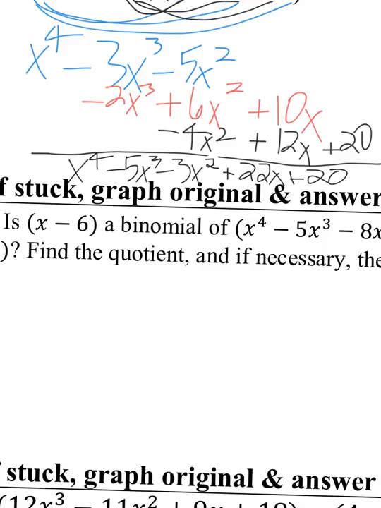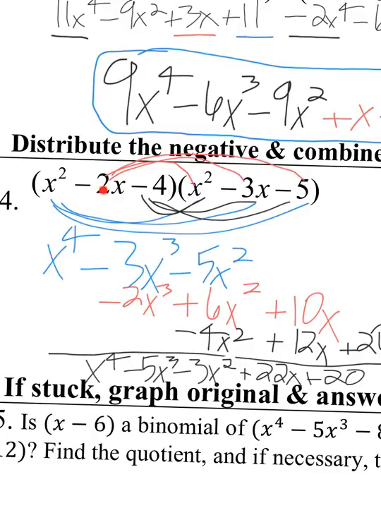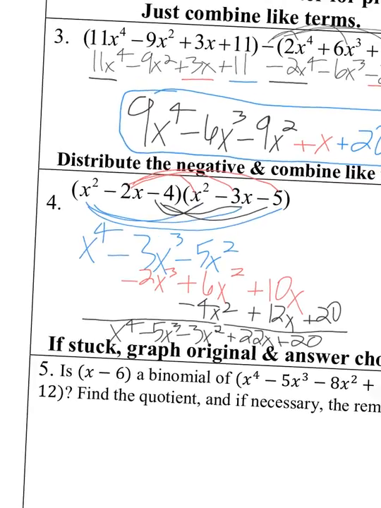So this would be the final answer right here. X to the fourth minus 5x to the third minus 3x squared plus 22x plus 20. If you want to double check it or whatever, graph this whole statement and then graph the original, and they overlap, okay? Meaning they make the same exact graph.